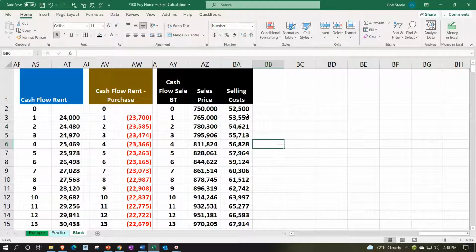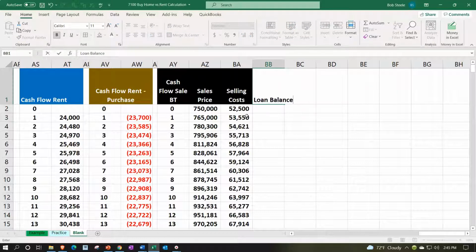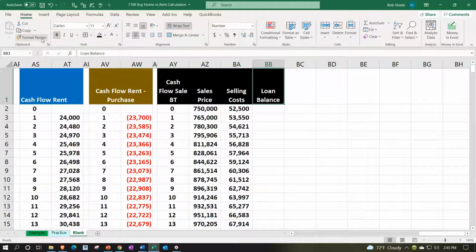Then we also need to consider the loan balance that we would have to pay off, the cash flow going out for the loan balance that's still outstanding if we sold the property, getting the proceeds, paying off the sales costs, then paying off the mortgage on the loan on the home. Let's format paint this, clipboard, format painting it.